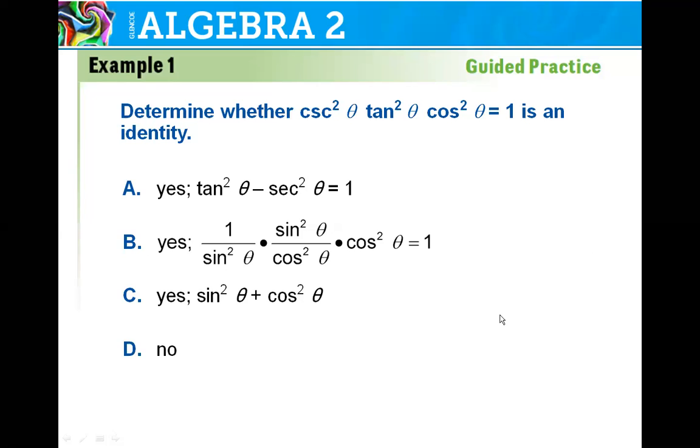Hello. Determine whether cosec squared theta times tan squared theta times cosine squared theta is equal to 1 is an identity. It means it's right or not right. It's equal to 1 or not equal to 1. Pay attention with me, Khalid. What about cosec? Cosec square, we can remove cosec square and write what? 1 over what?